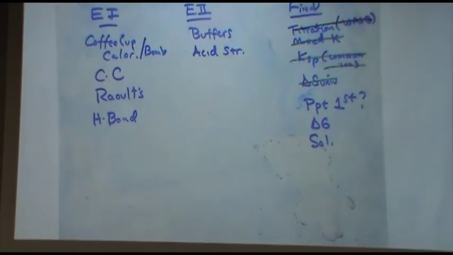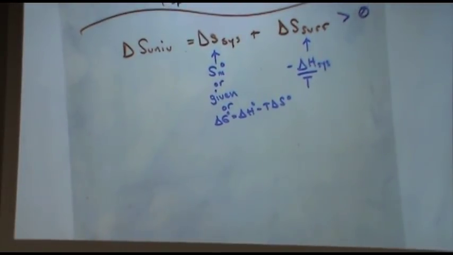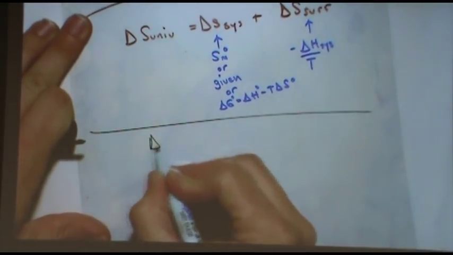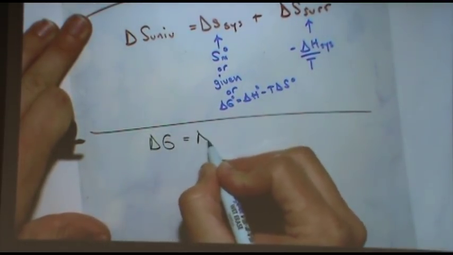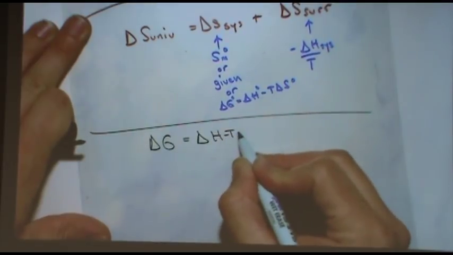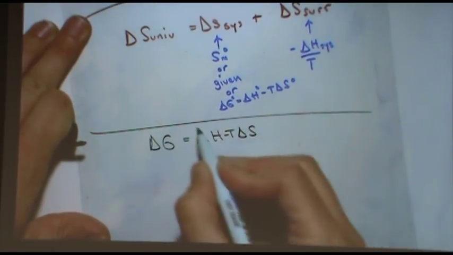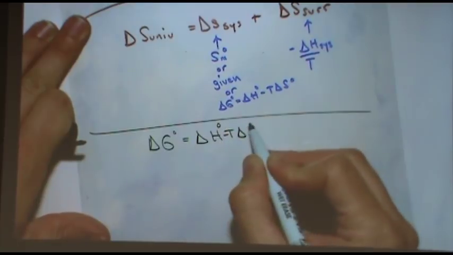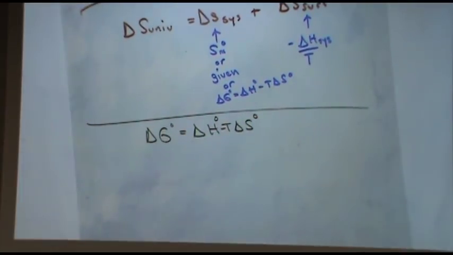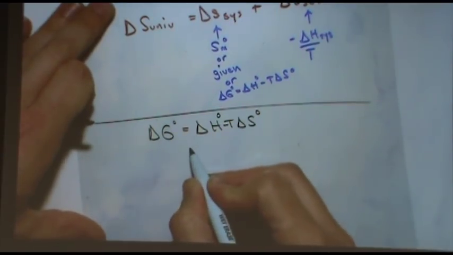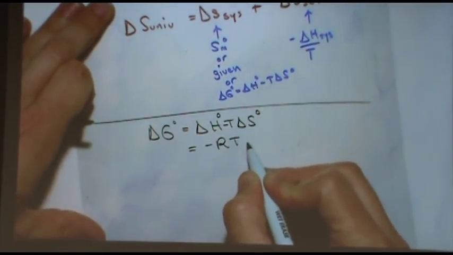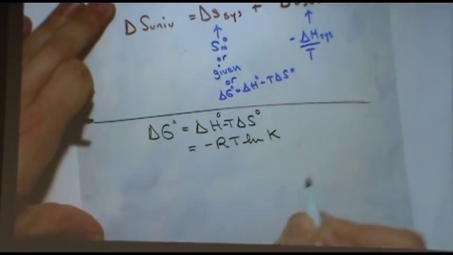Let's do delta G. Delta G, there's a few equations that you want to be savvy with going into the final. Delta G equals delta H minus T delta S. And you can put these subscripts 0 here. They can be there, they don't have to be there, both are true. Delta G is also equal to minus RT ln K, the equilibrium constant.